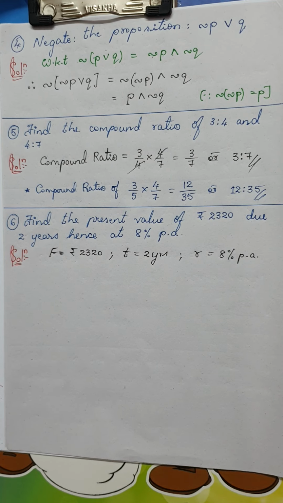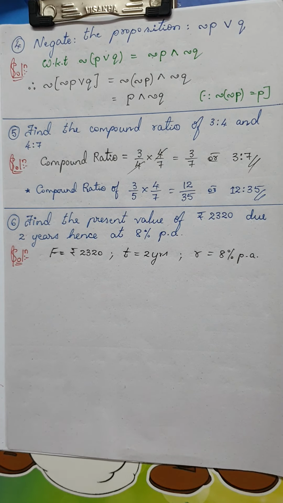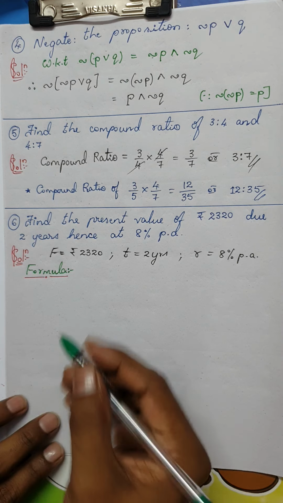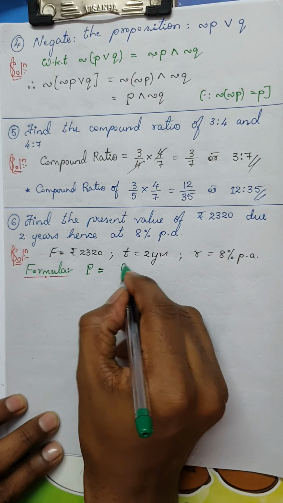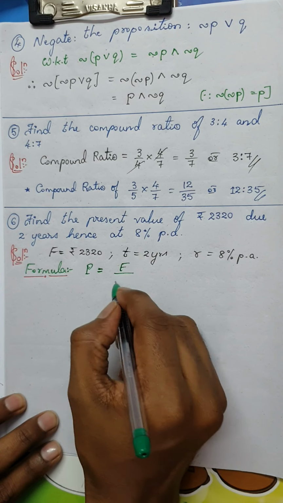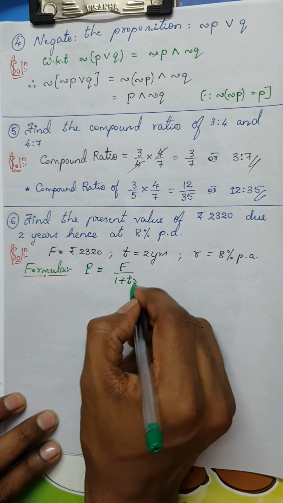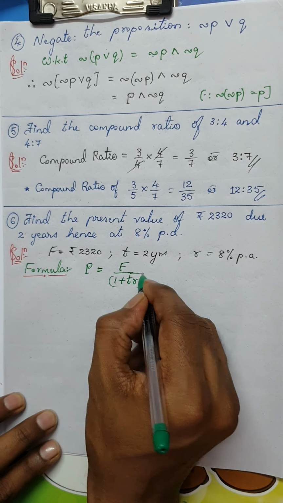But I am taking the formula directly from your textbook, so that you would not get confused. So what is the formula? We all know the present value formula is P is equal to F divided by 1 plus TR, isn't it? The present value is denoted by P. This is nothing but F divided by 1 plus T into R.